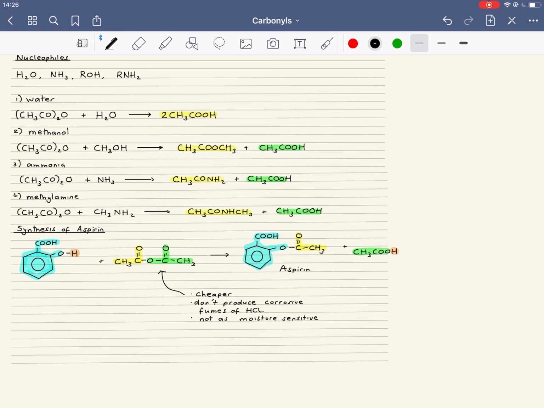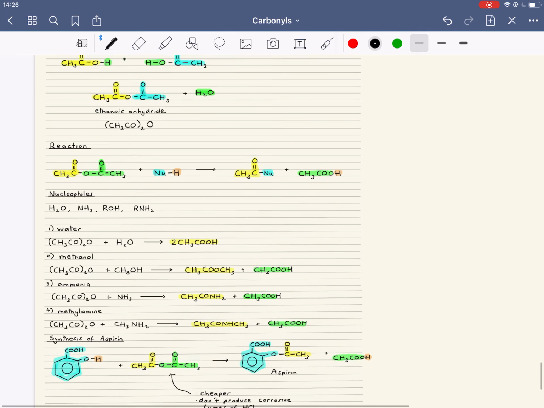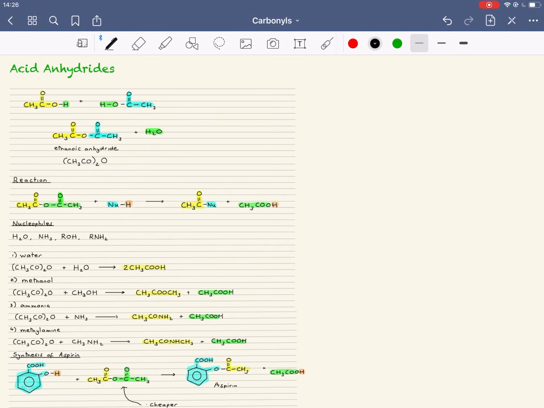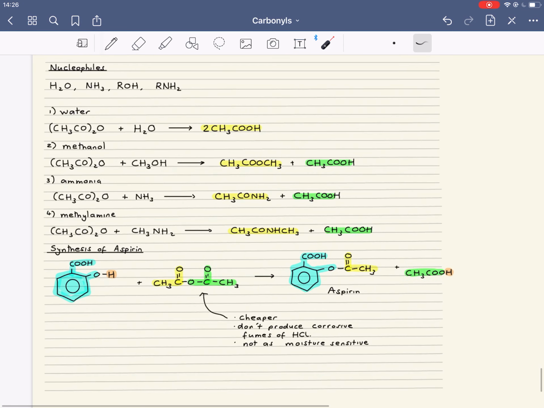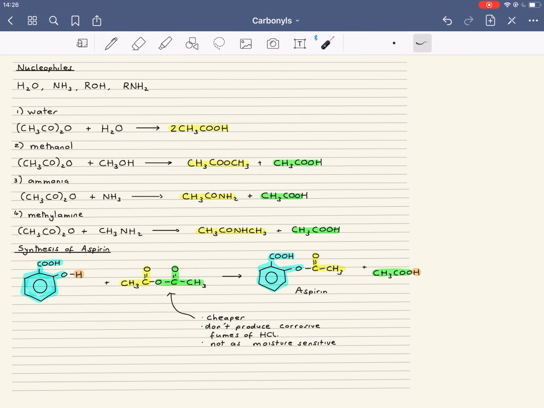So that there is the chemistry of acid anhydrides. We've looked at how they're formed. The general reaction is pretty much the same as the one with acyl chlorides, but instead of a Cl, we've got this CH3COO group. And the reactions with the nucleophiles, we don't need to know the mechanism, but we do potentially need to know the reactions. I've looked at where the application of this reaction is important, something like the synthesis of aspirin, and why we would use an acid anhydride in a reaction rather than an acyl chloride.